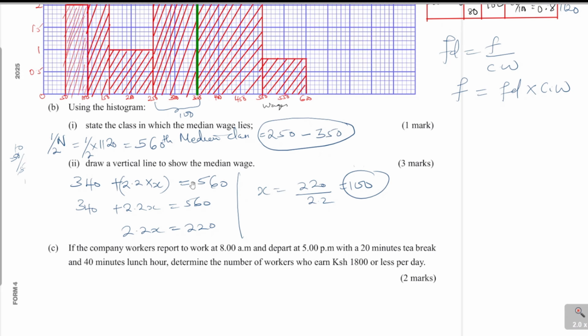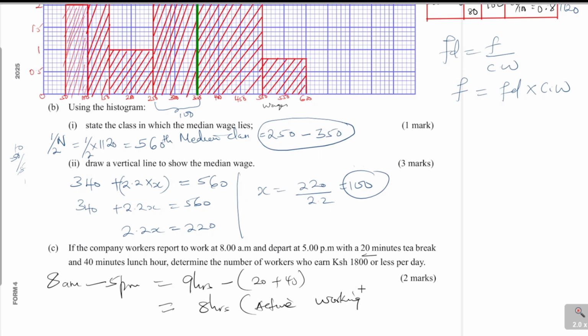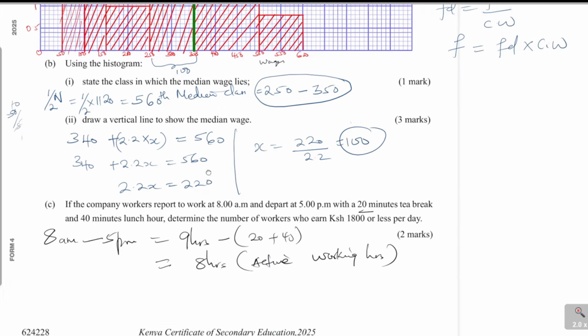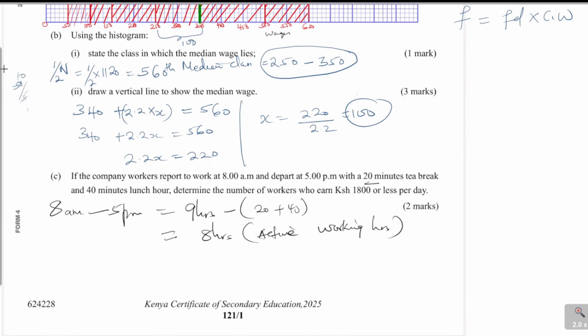So they are working from 8 a.m. to 5 p.m. Those are 9 hours. Then you have to subtract the break in order to get the actual working hours, because they didn't work during the break. So you subtract 20 minutes plus 40 minutes, that is 1 hour. When you subtract 1 hour, you remain with 8 hours. That is the active working hours. You leave alone the breaks. Now, after getting that, we can get the number of workers who earn 1,800 and less.